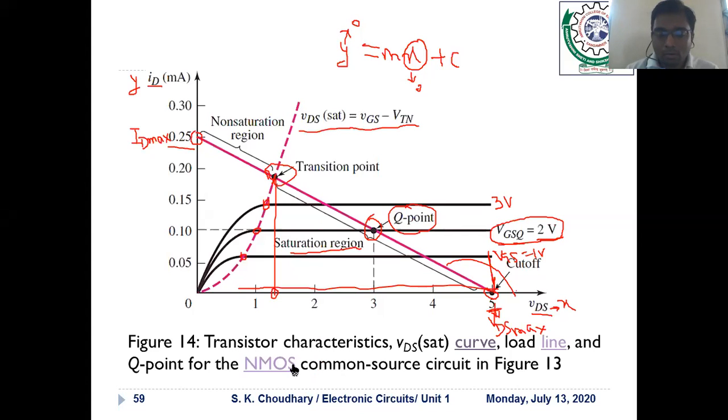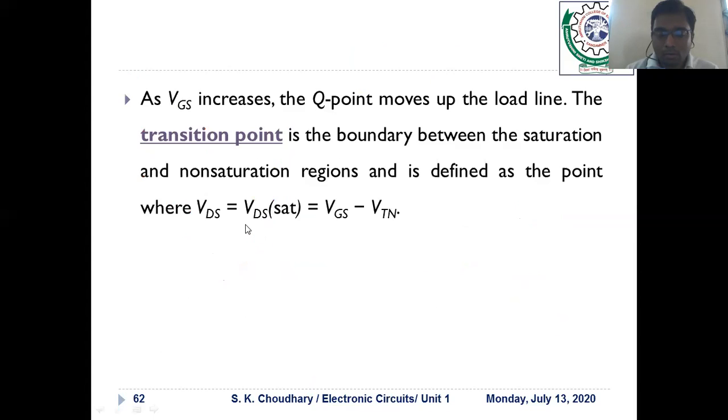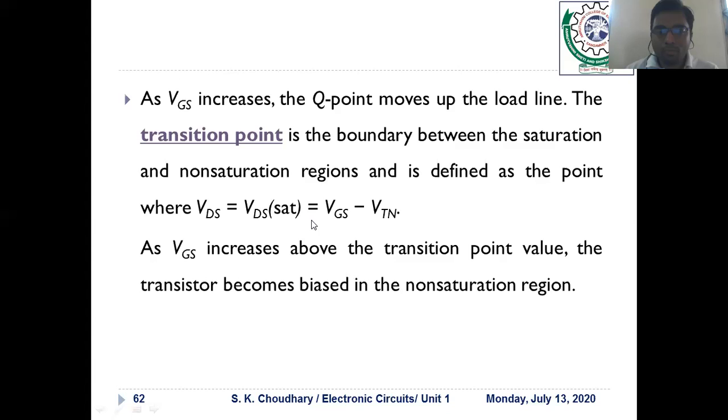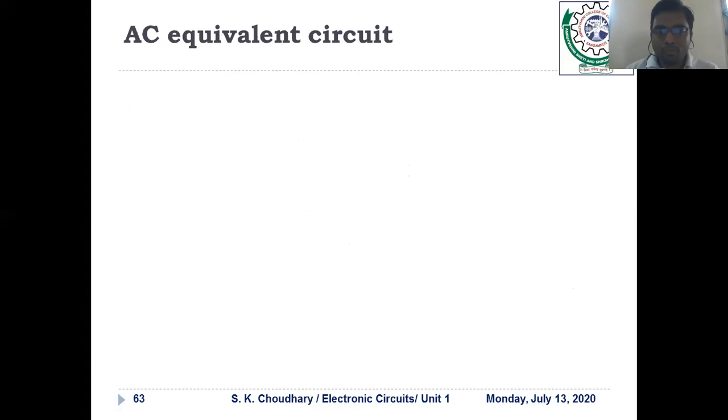Now we have to see further. It is mentioned that as VGS increases, the Q point moves up the load line. The transition point is the boundary between the saturation and non-saturation region, and it is defined where VDS is equal to VDS sat, that is equal to VGS minus VT. We have already discussed this. As VGS increases above the transition point, it enters into the non-saturation region.